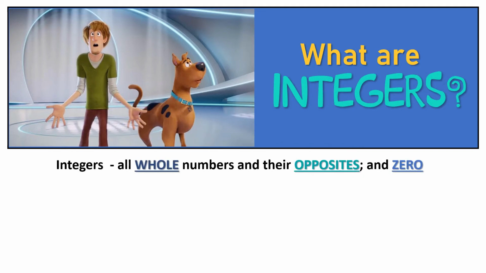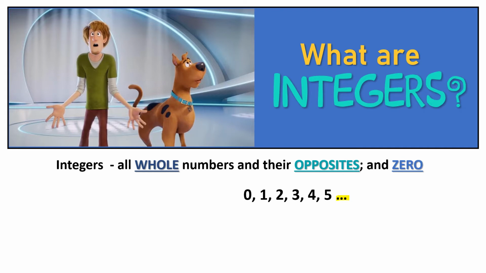So the definition of integer is all whole numbers and their opposites. And don't forget zero. Even though zero doesn't have an opposite and some don't even consider it a whole number, zero is included in the list of integers. So here are your positive integers, 0, 1, 2, 3, all the way up, and you can keep counting. And these little dots here mean that those numbers go on forever and ever, as long as they're whole numbers.